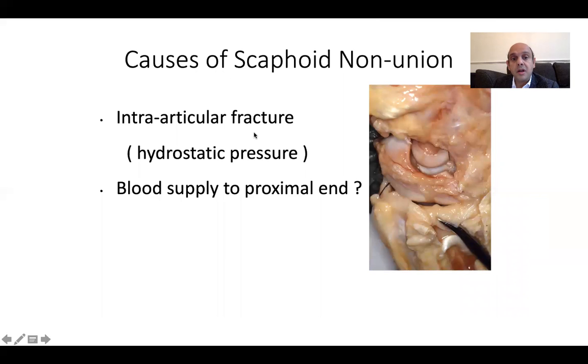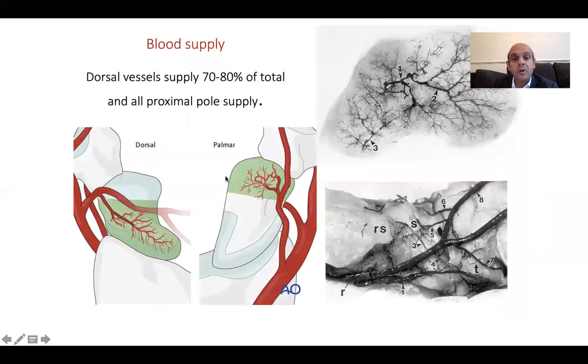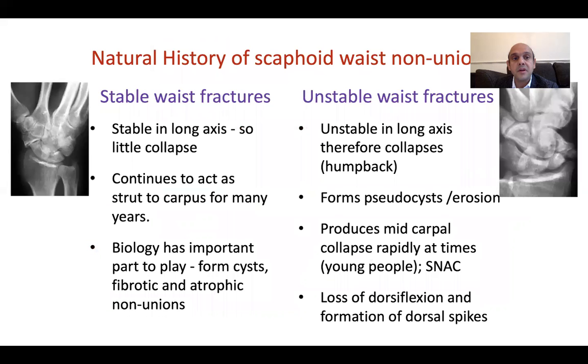Causes, again, it's an intra-articular fracture. So like your intracapsular neck of femur, increased hydrostatic pressure, and this is how cyst forms, like your geodes form in hip arthritis. And this is the reason why intracapsular neck of femur also doesn't heal up, or one of the reasons at least. And blood supply, another big factor for non-union. Important here, dorsal supply, very important, 70–80%. And all proximal pole comes through dorsal vessels. So bring that into discussion.